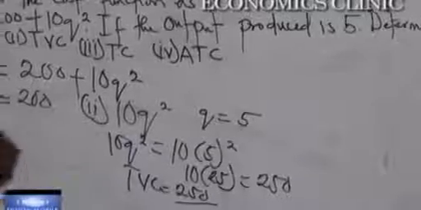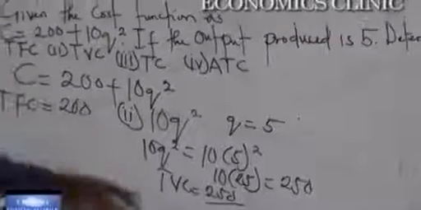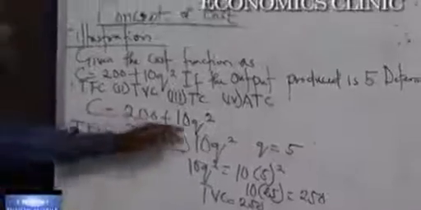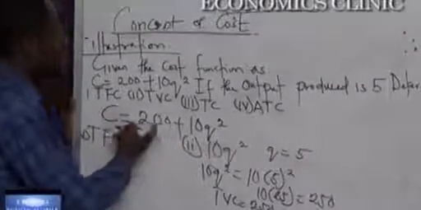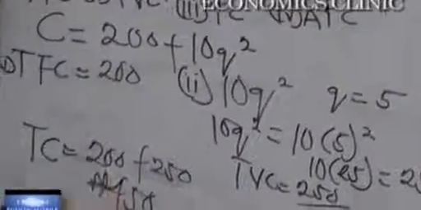Next is total cost. As I've said earlier, total cost is the addition of fixed cost and variable cost. Since our fixed cost is 200 and our variable cost is 250, our total cost will be equal to 200 plus 250, which gives us 450 naira.